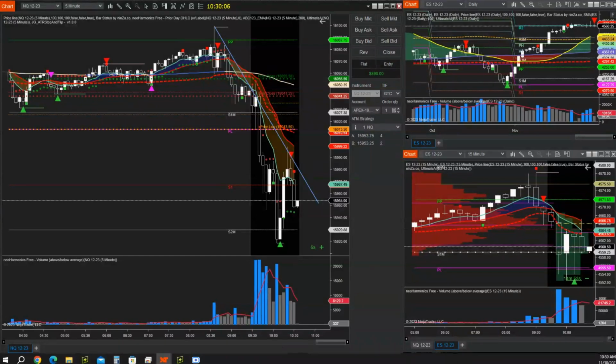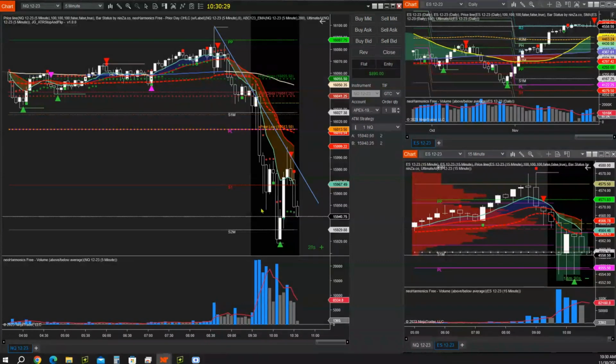Okay, here we got the square. So you can be thinking a breakout of this square is a possible trade. I'm just going to watch this one because we're at some support here. All this is support.